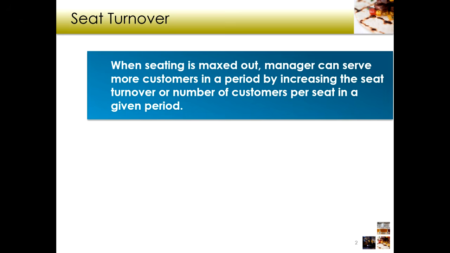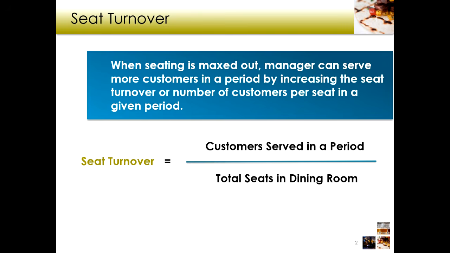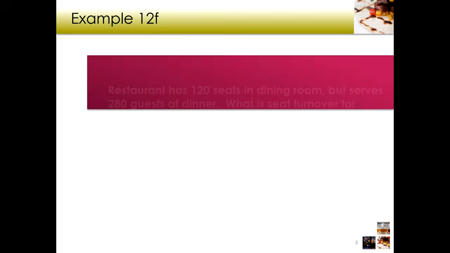Now, there's a couple caveats that we're going to talk about as we go forward here. But the first thing you want to know is how to calculate it, right? So seat turnover is going to be the number of customers that we served in that period divided by the total seats that we have in the dining room. So, if we have 100 people served and we only have 10 seats, well, we turned over 10 times, right? Unrealistic number, I know.